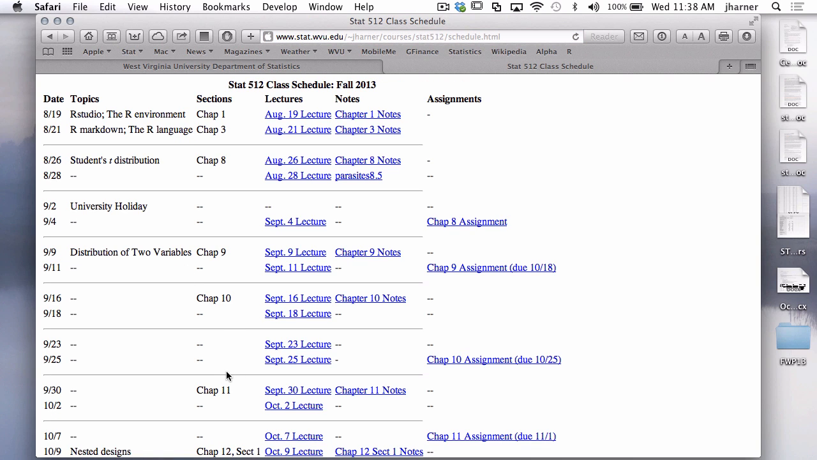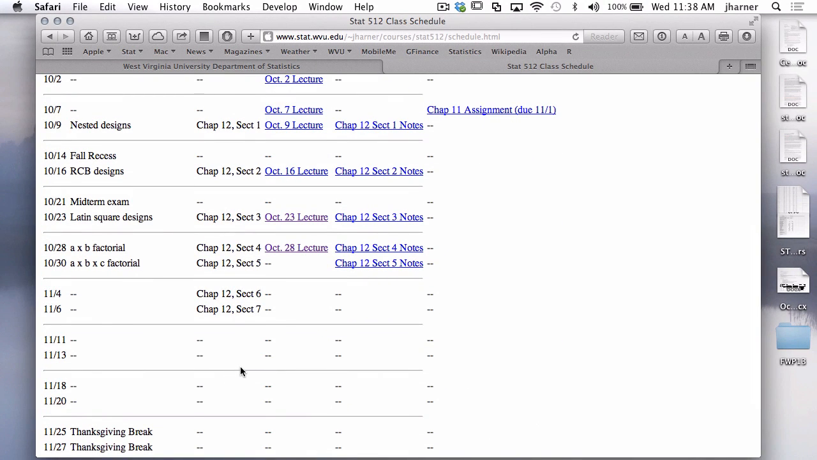Class schedule for 512, I have put a few things up. I put the section 5 notes, and I put the lecture from last time. This gives you an idea of where we're going. There are 7 sections in this chapter, so next week we should finish chapter 12. And I'll be posting, the assignment for chapter 11 is due this Friday. I will be posting sometime Friday, Saturday. I'll be posting the next assignment.